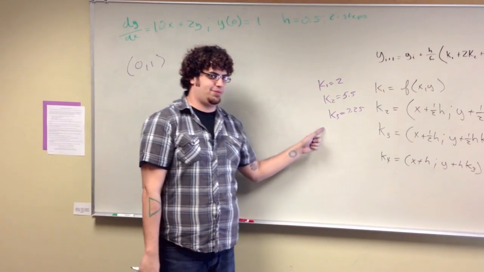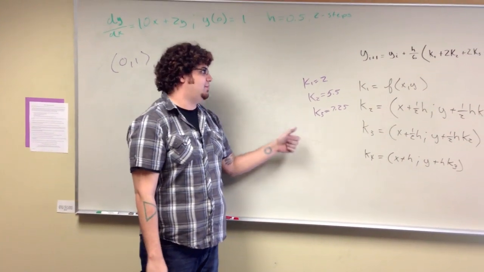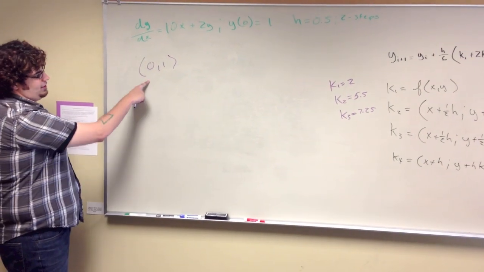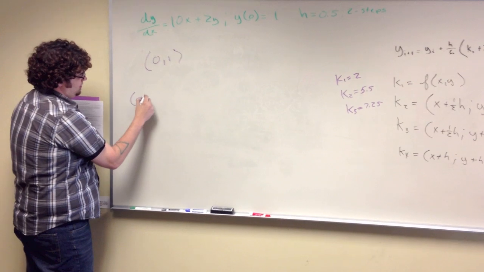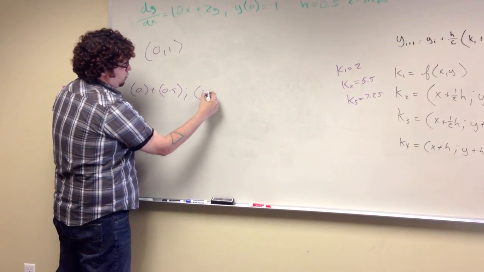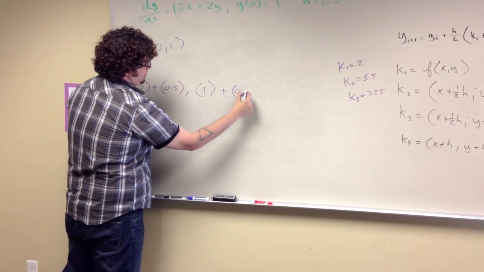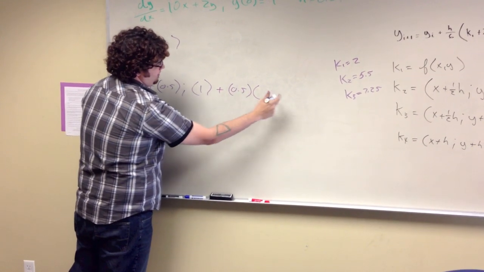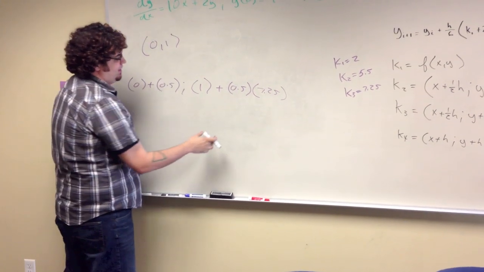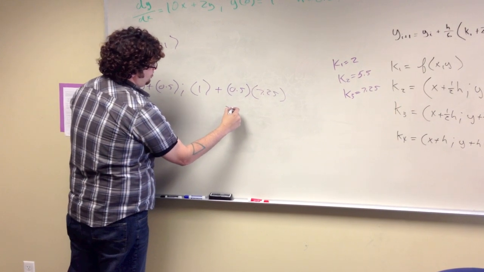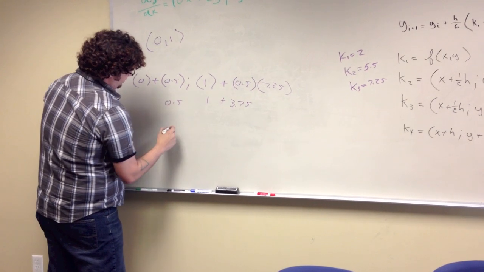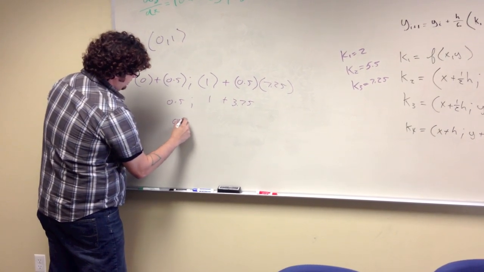So now that we have K3's value, we can finally find out what K4's value is. Then we can take the weighted average and move on to the second step. Using this initial point, we know that x is 0 plus our step size. And we know that y is 1 plus our step size, but then multiplied by the value of K3, which is 7.25. Half of 7.25 is 3.75. 3.75 plus that 1. On this side we get 0.5.